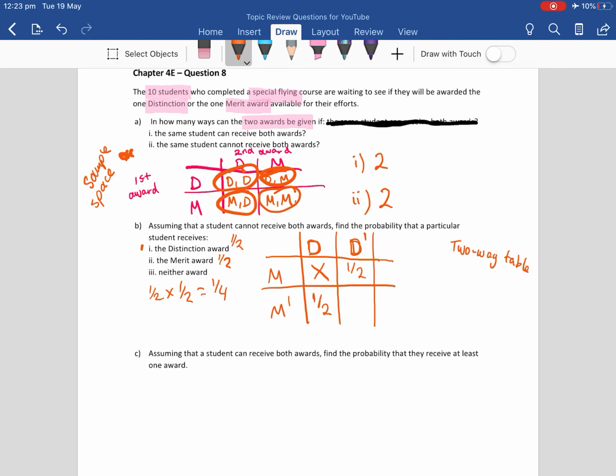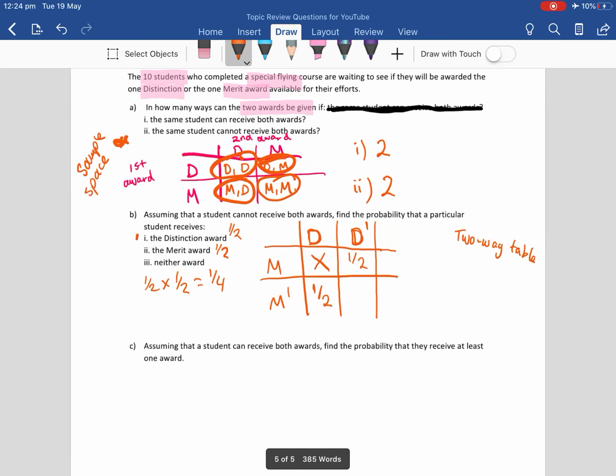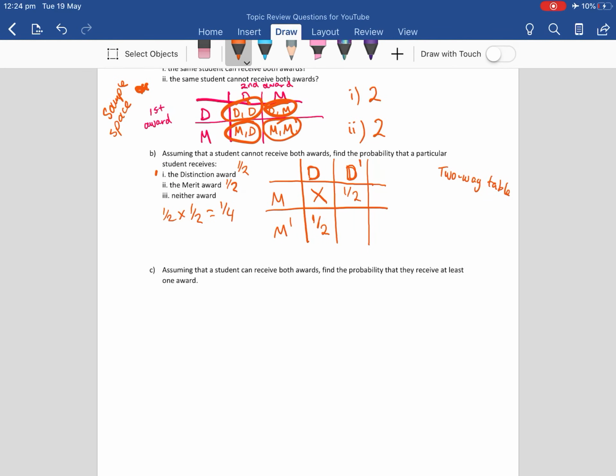Assuming that they can receive both awards, find the probability that they receive at least one award. Interesting. That they receive at least one award. So, well, we know that the probability of getting neither award is a quarter. Okay, so at least getting one, what you can do is go 1 minus a quarter, which gives you 3/4. So the probability that they can get both and receiving at least one is going to be 3/4.